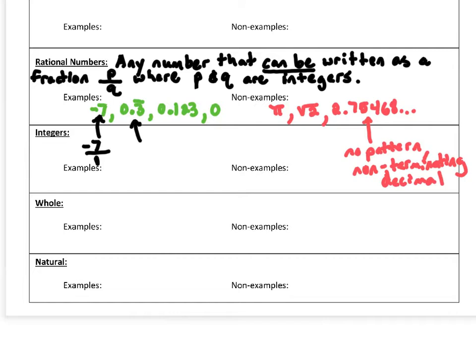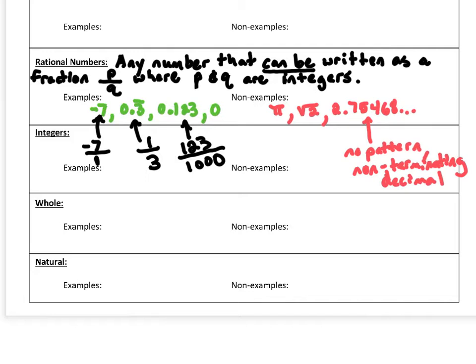0.3 repeating, while not written as a fraction, can be written as 1/3. Since 1 and 3 are integers, that makes a fraction. That makes 0.3 a rational number. Another example, 0.123 can be written as 123 over 1,000. Since that decimal comes to an end and stops, you can kind of get the idea that it will be able to be written as a fraction.